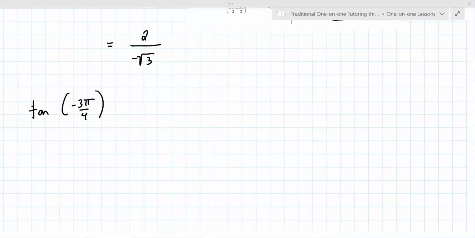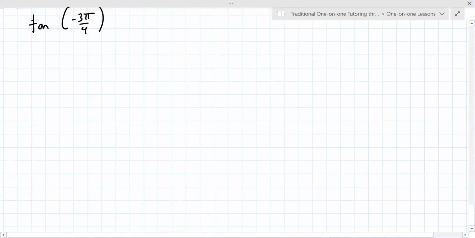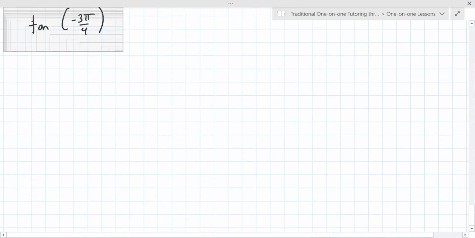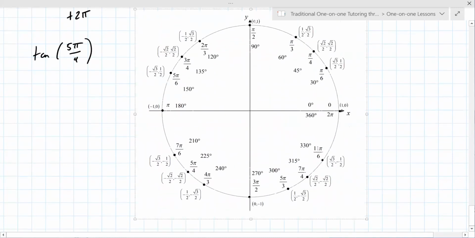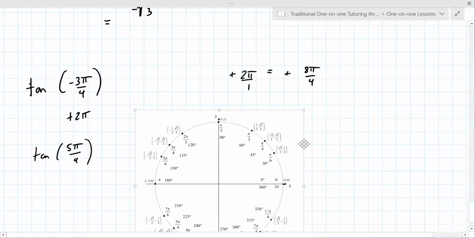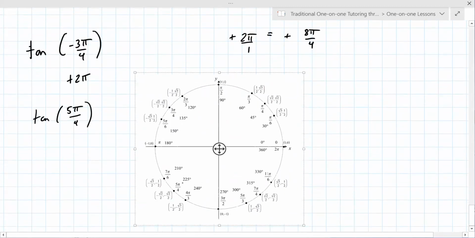Okay, so this problem, again, we want the angles to be positive, just as a niceness thing. You have to add or subtract 2 pi. In this case, we're going to add 2 pi. When you add 2 pi with a denominator 4, you're adding 8 pi over 4, so that's tangent of 5 pi over 4. That's step 1. Now we go to the unit circle, and you have to find 5 pi over 4. And you'll see it's right there.